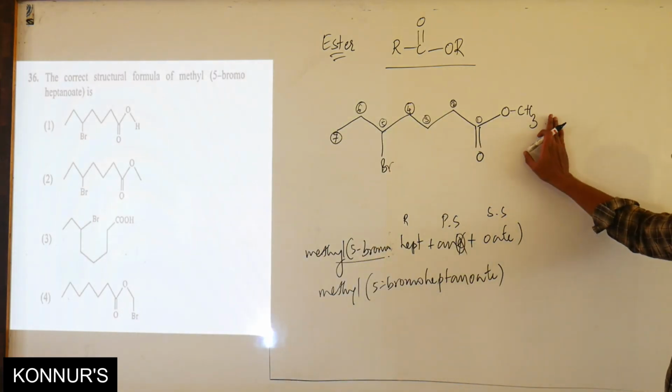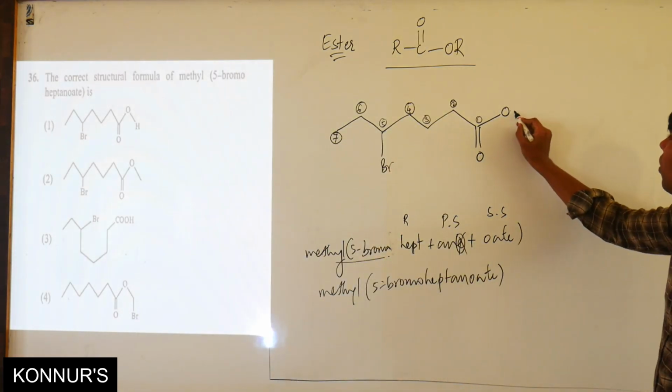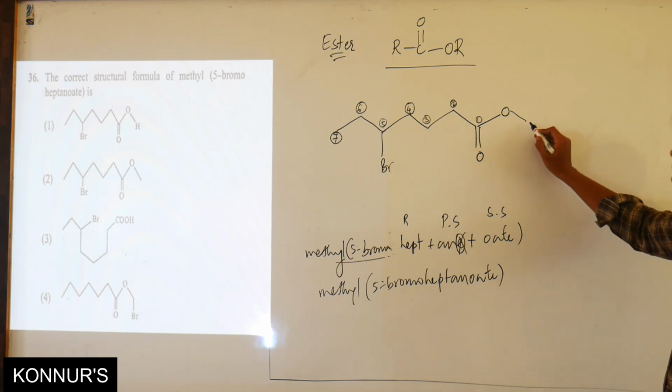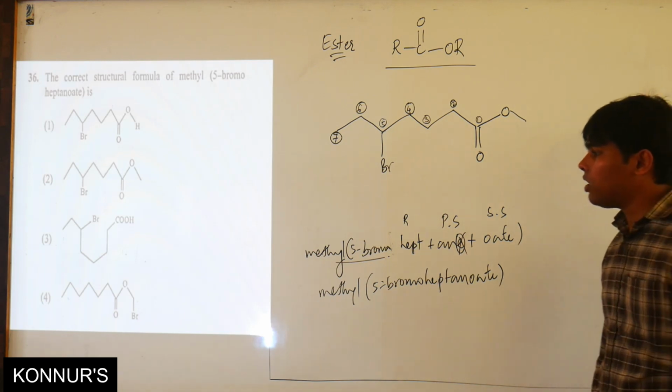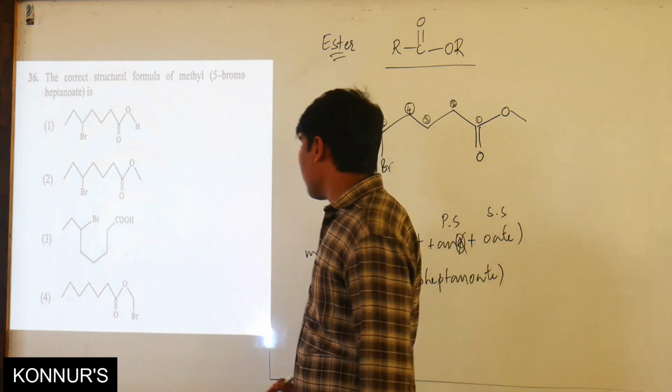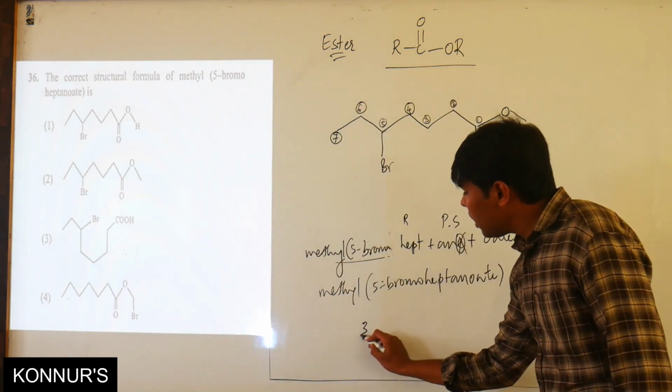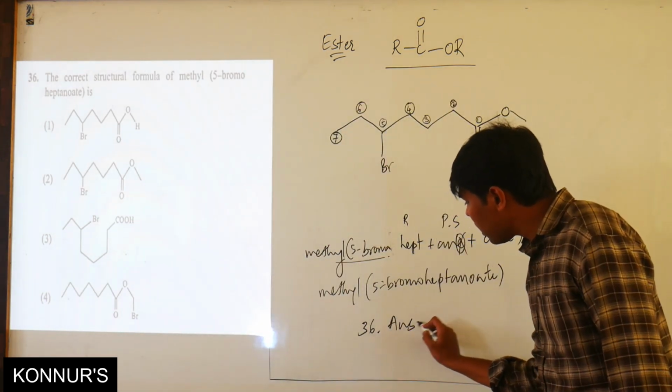Where the methyl group is present, we can draw it like this also. This is the bending where the terminal is a methyl group. So the second option is the answer to the 36th question.